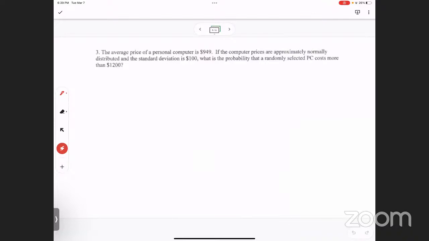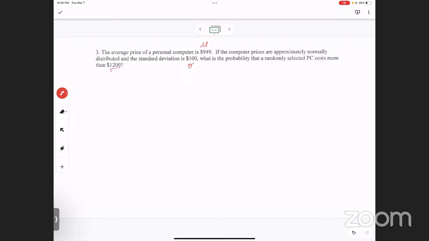So same with this one, the average price of that computer, there's the average price. So that's your mean. If the computer price is approximately normally distributed, and the standard deviation, whatever that Greek letter is called, I forget, what is it, mu and theta, maybe? Yes, I think so. I don't remember what they are, because like I said, it's been a long time since I've taken this. What is the probability the randomly selected PC costs more than 1,200?